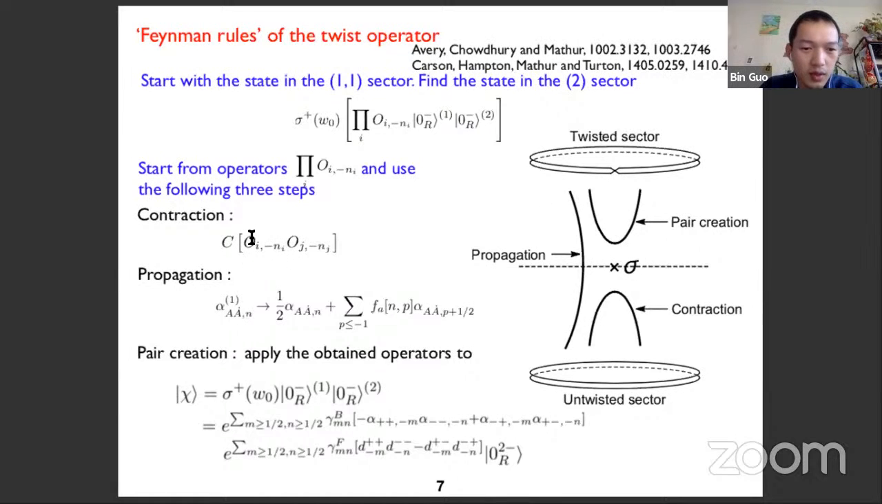After these two steps, let's apply the obtained operators from the first two steps to the state chi. This state is an excited state above the Ramond ground state. So we can see the O here is the Ramond ground state, and we have many alpha pairs and d pairs above this Ramond ground state. So this is the pair creation. By following these three steps, we can get the state in the twisted sector if we apply sigma to some untwisted sector states.